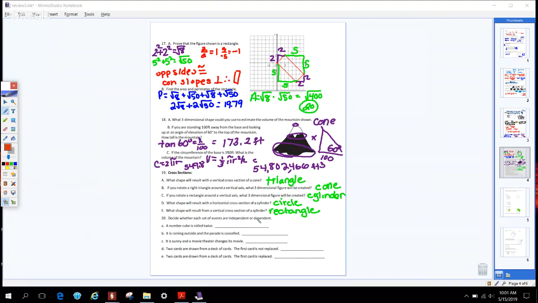Whether independent or dependent, remember independents are not related, dependents are. A number cube is rolled twice, that's going to be independent because one roll is not going to impact the other roll. It's raining outside, so the parade is canceled. That's dependent. Okay, you might also hear the term mutually exclusive. It's sunny and a movie theater changed the movie. That's independent. That's not related. Two cards are drawn from a deck. The first is not replaced. That's dependent. But if it is replaced, then it's independent.